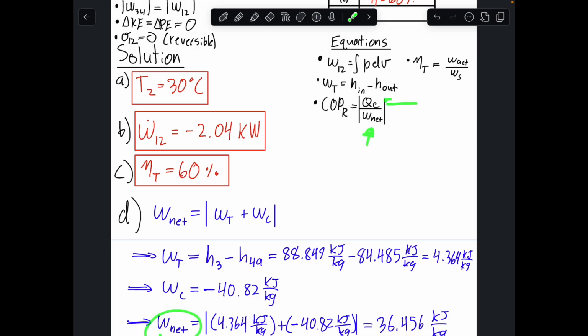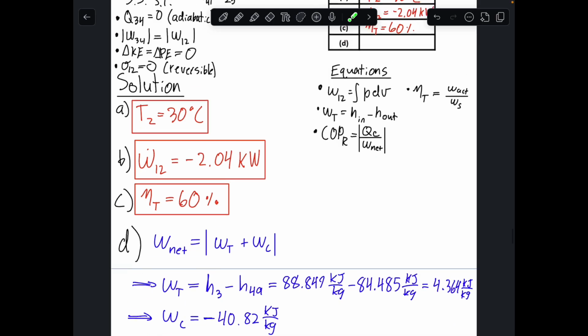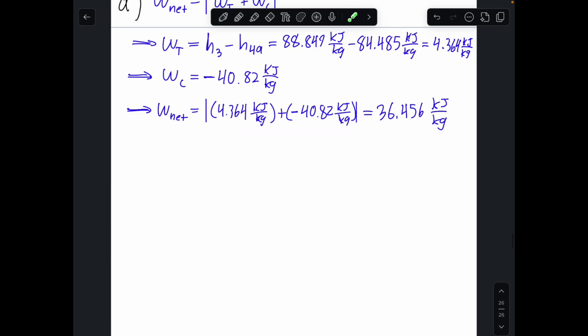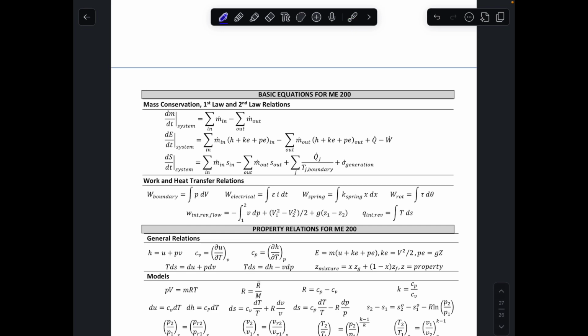So now we just need to find our QC. And we can do that by just applying first law over this evaporator. There's no work term, like we said. We said that our work term here is equal to 0. And so we can just apply first law. So let's scroll down to our equation sheet and see how we will do that over the evaporator. So again, we have steady state, steady flow. This term is going to go to 0. We're neglecting changes in kinetic and potential energy, so those terms go to 0, and then there's no work, so this term goes to 0 as well.